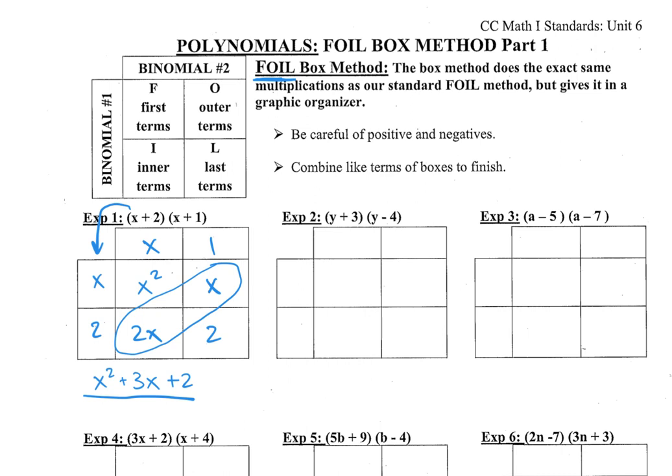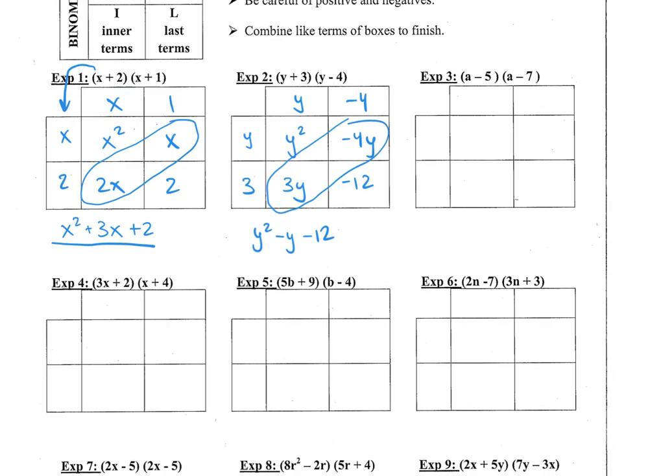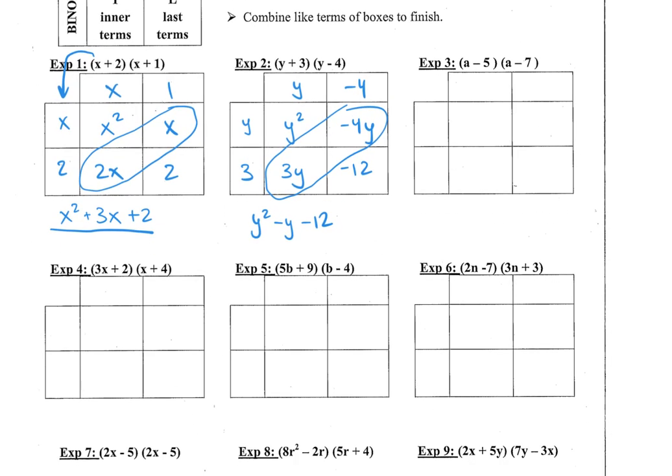Okay, let's do number 2. So I've got y and 3, y and negative 4. Mind the signs. Now we fill in the boxes. Y squared, negative 4y, 3y, and negative 12. Make sure you combine like terms as you leave. So we have y squared minus y minus 12. Okay, you guys go ahead and do the next several.